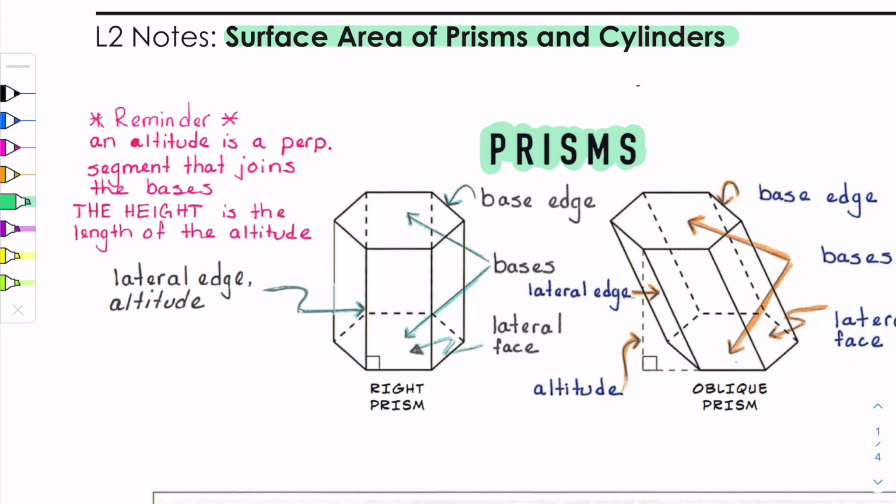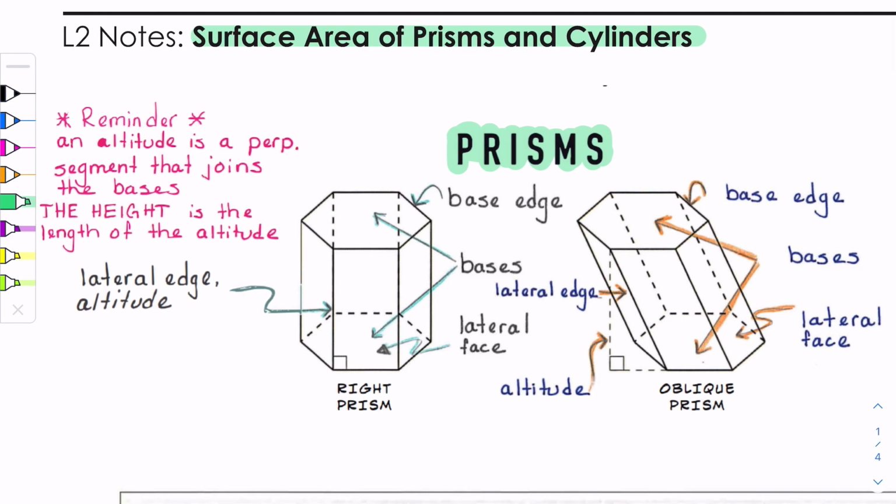So press pause on your video if you need to take a moment and copy these terms down, but I'm just going to briefly go through them. They are terms that we've already been using. It's not that you need to memorize these as much as you need to understand what I am talking about when I use these terms.